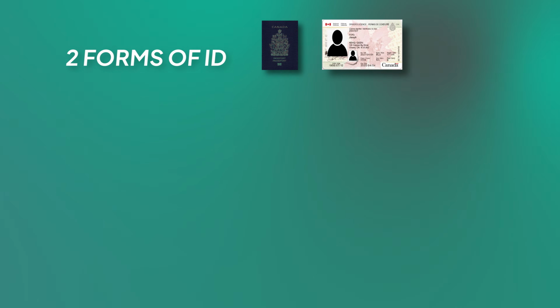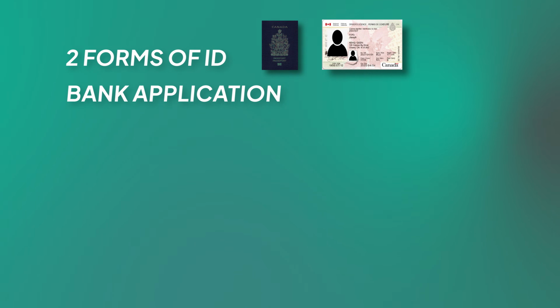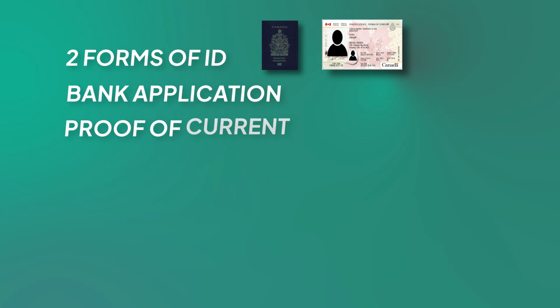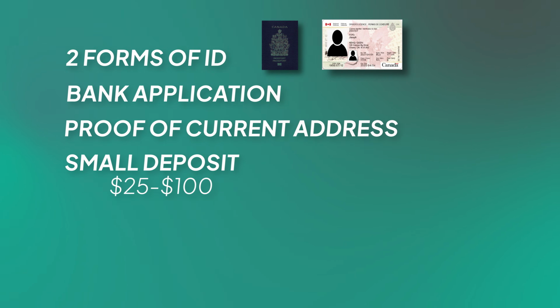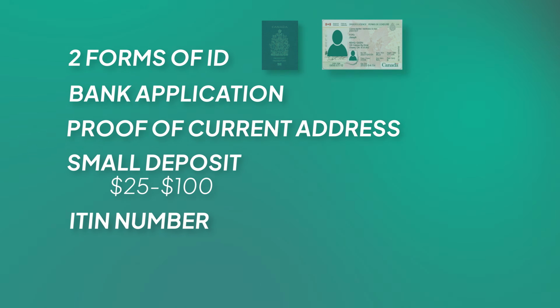two forms of ID, like a passport and a driver's license from your home country, a bank application that includes your personal information, like your name, mailing address, phone number, employment, net worth, income, and so on. Proof of your current address. Most banks will accept a recent utility bill or mortgage statement that has your name and address on it. A small deposit, usually between $25 and $100, and an ITIN number.